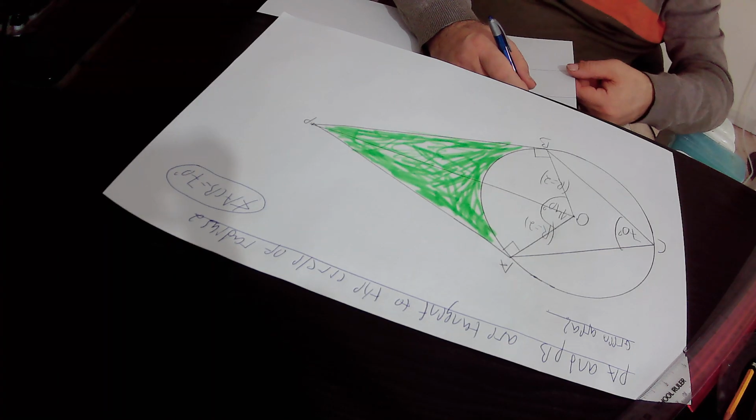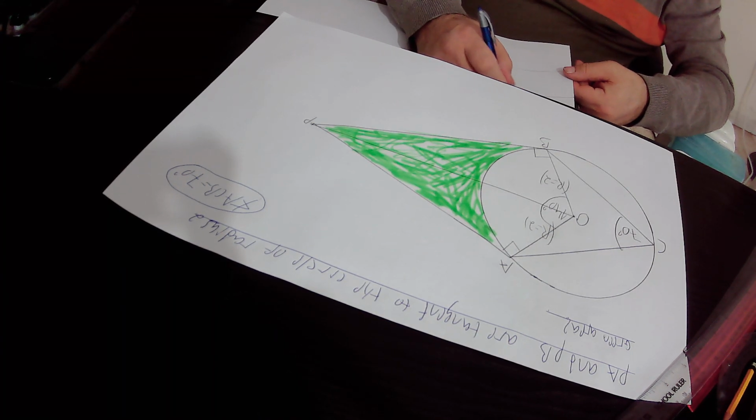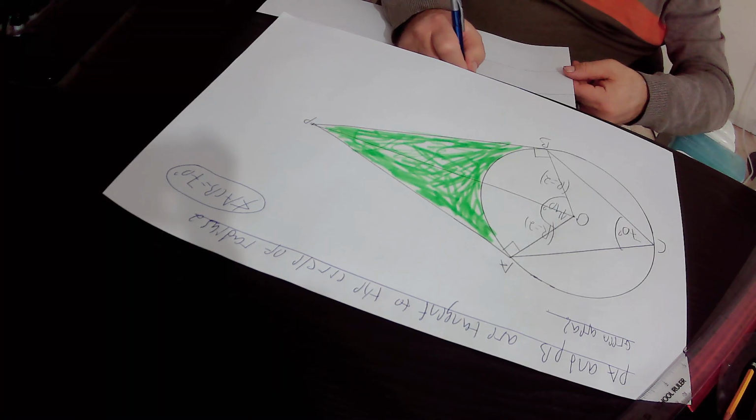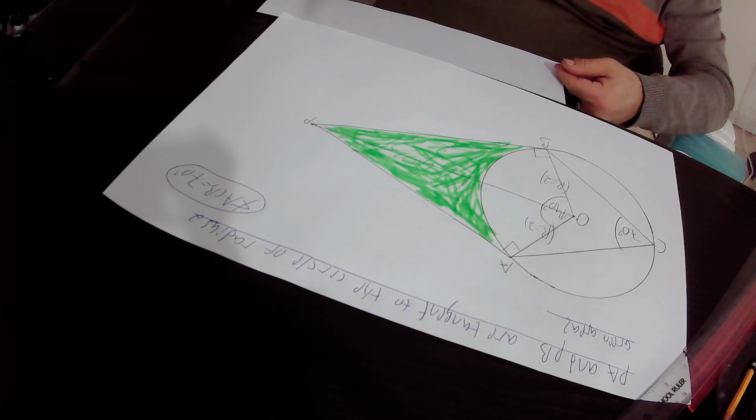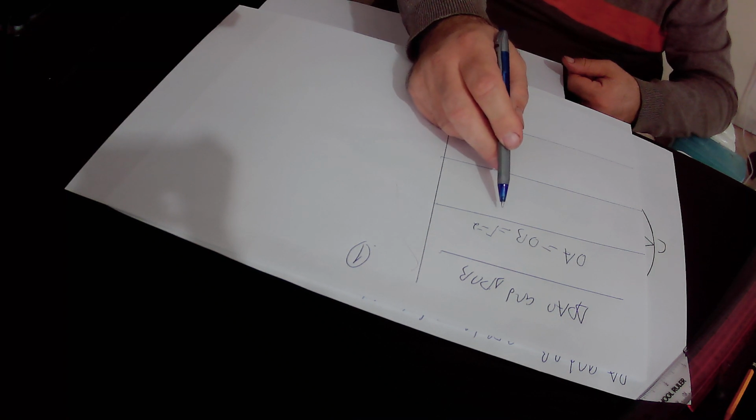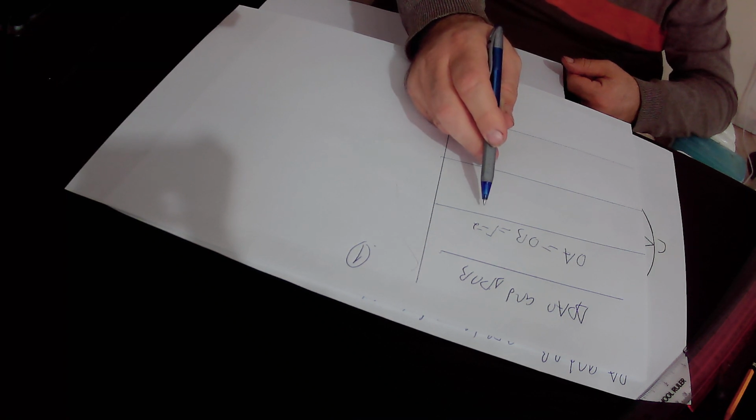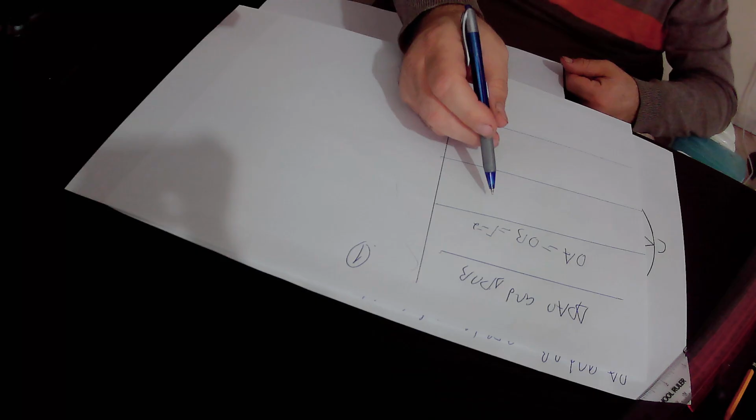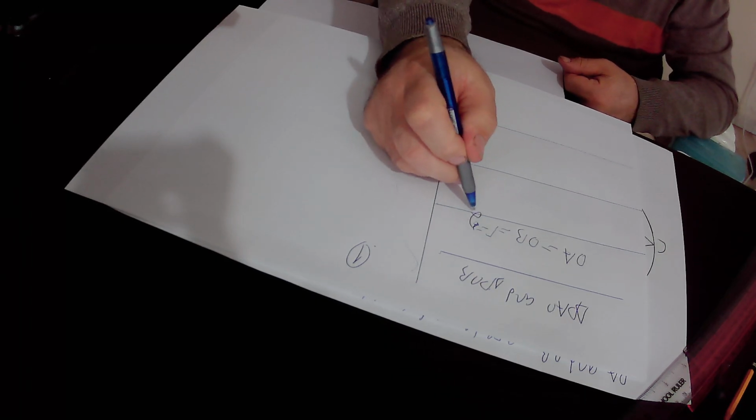Side OA of the right triangle AOP is equal to side OB of the right triangle OBP. OA equals OB, they are both on the circle, and the radius of the circle equals 2 units according to what is given in the question.